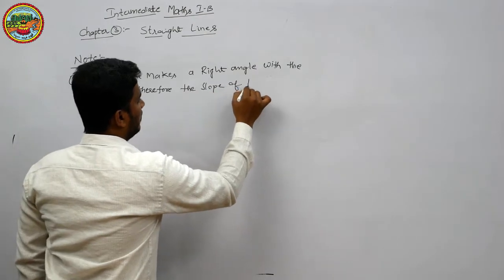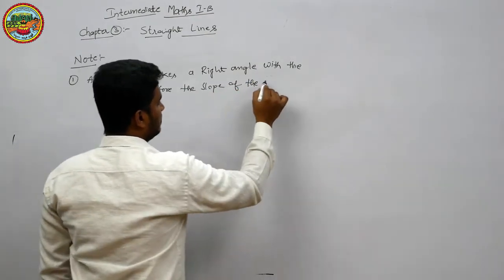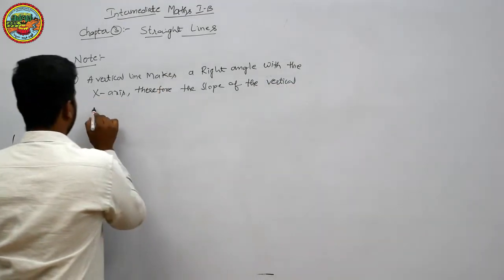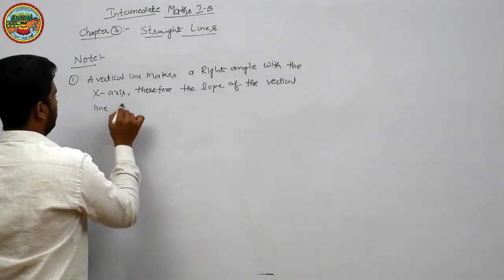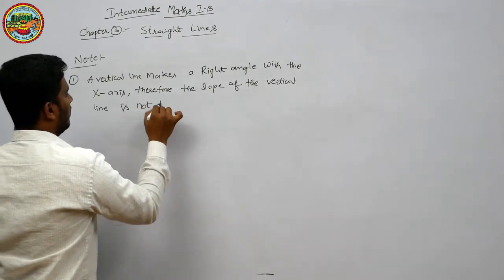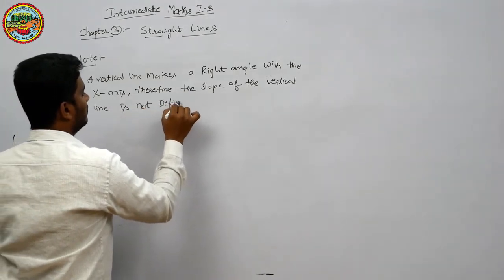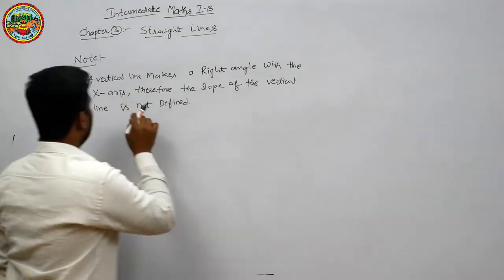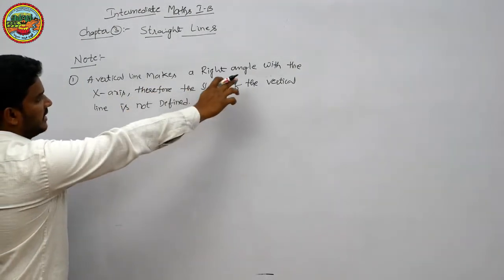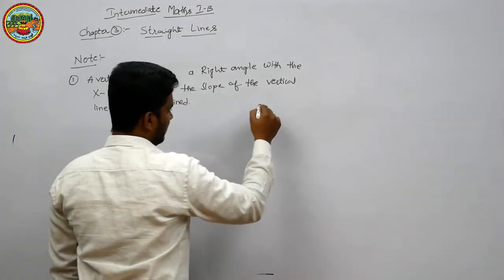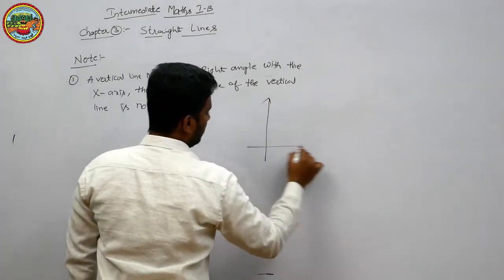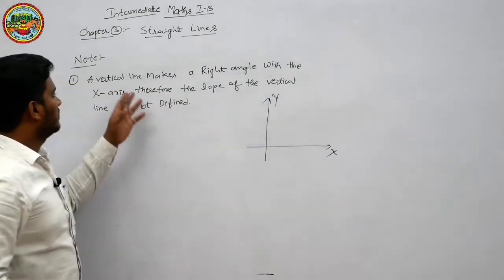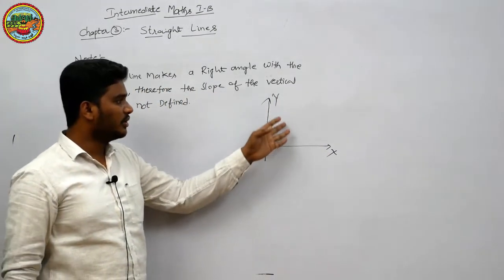The slope of the vertical line is not defined. A vertical line makes a right angle with the x-axis. What is the x-axis? First of all, this is called the x-axis, and this is called the y-axis. A vertical line means a line which is parallel to the y-axis.